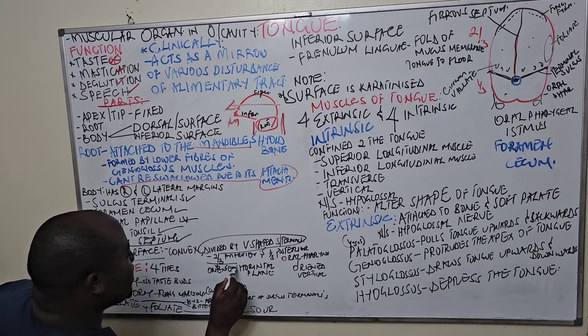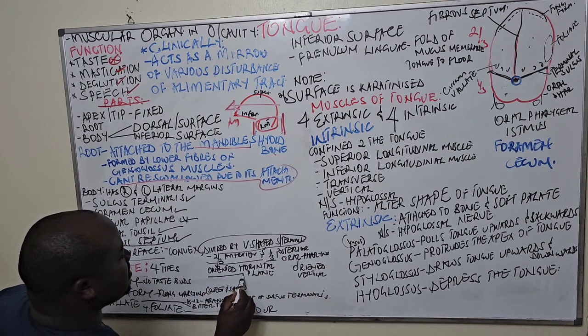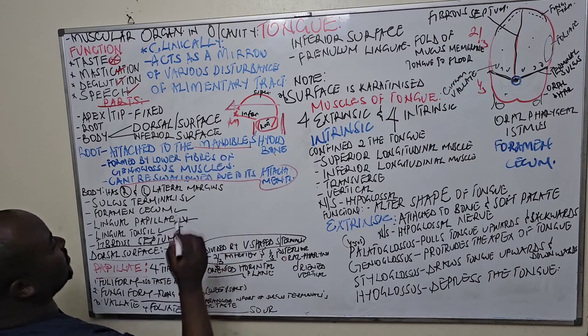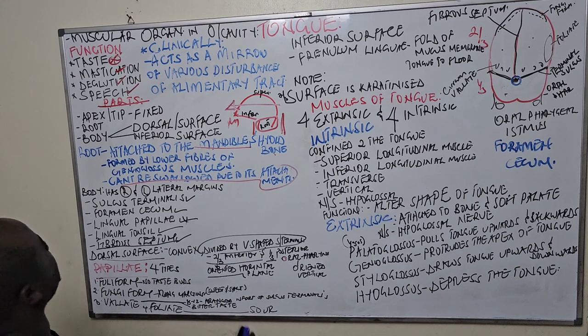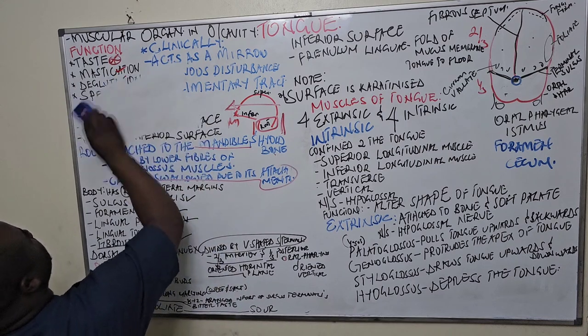The anterior two-thirds and the posterior third. The anterior two-thirds is in the horizontal plane. Yes, that's what we are talking about here. The anterior two-thirds is in the horizontal plane.